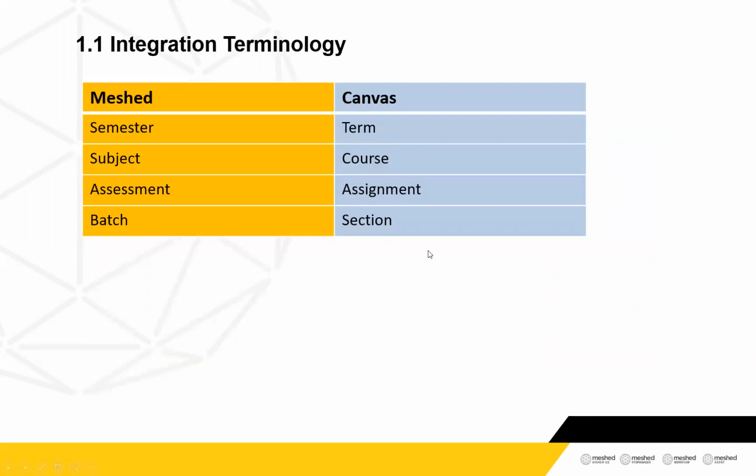So this is the basic and high-level overview of this integration. Let's talk about it more. Now, if we talk about terminologies, the Mesh platform and the Canvas platform use slightly different terminologies. A semester in Mesh is referred to as a term in Canvas, and a subject is referred to as a course in Canvas. Similarly, assessments in the Mesh platform are referred to as assignments in Canvas. And lastly, a batch, which is a timetable in the Mesh platform, is referred to as a section in Canvas. So this is all about terminologies.